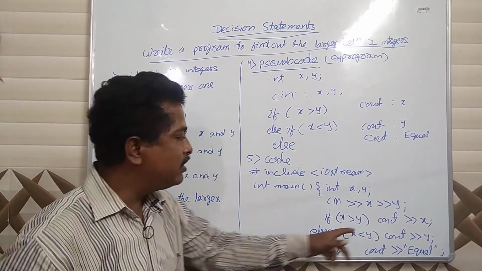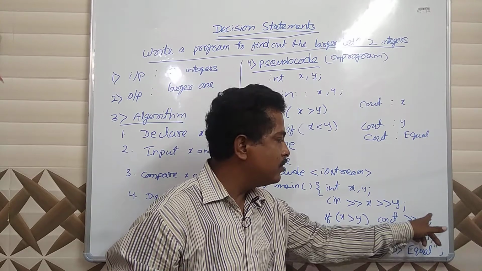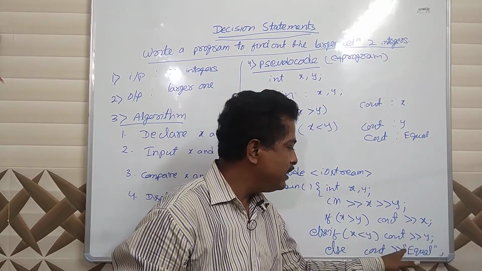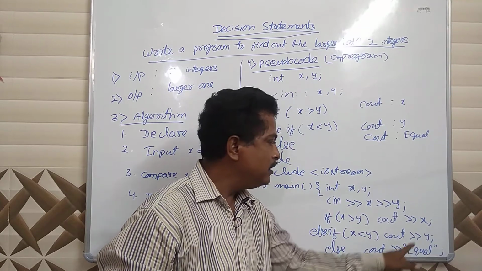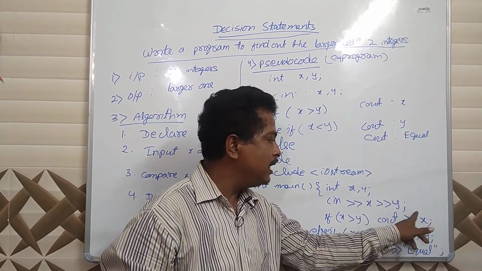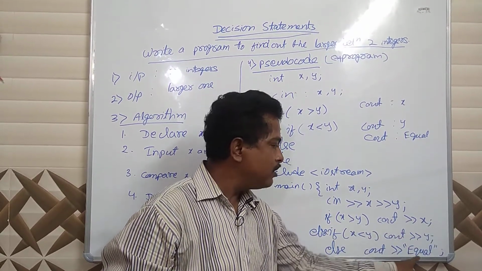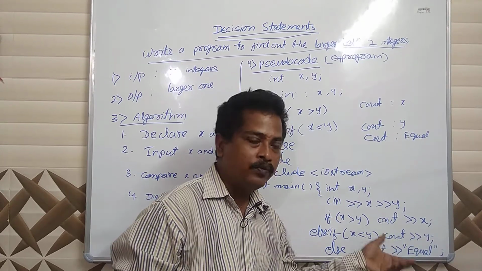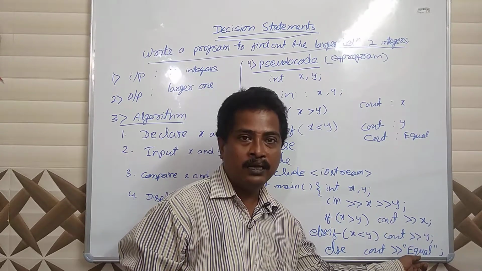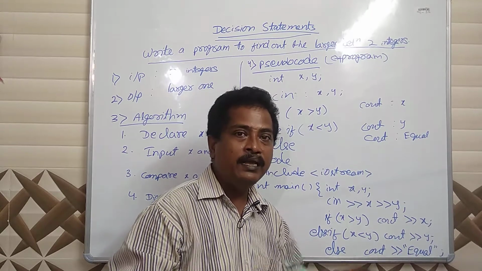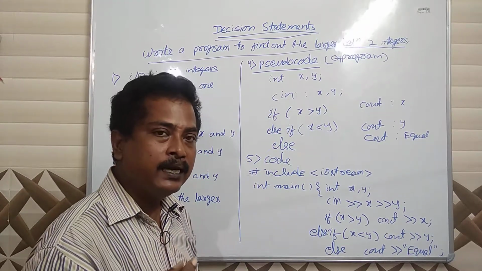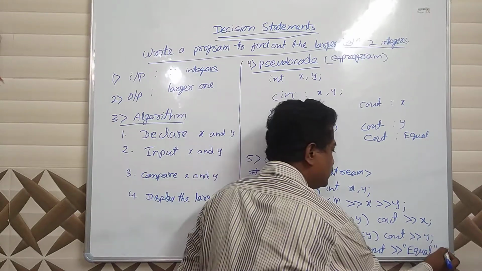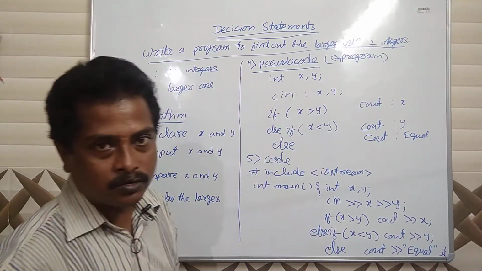So when you are printing a variable, don't give double quotes. When you are printing a string directly, then you keep double quotes. x is a variable, y is a variable, so I have not kept them in double quotes. But equal is a string I want to print, so inside double quotes I have written. String means anything I want to print, that I can write inside the double quotes. This becomes your C++ code.